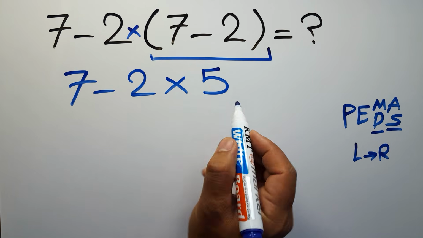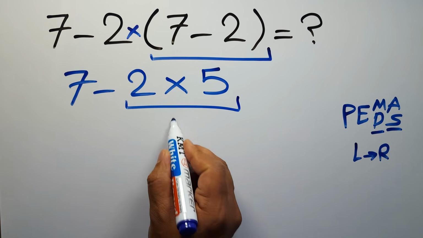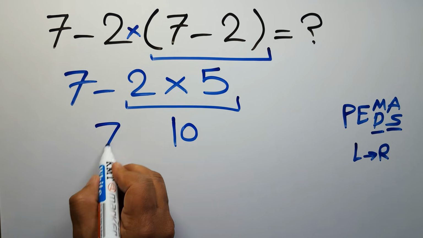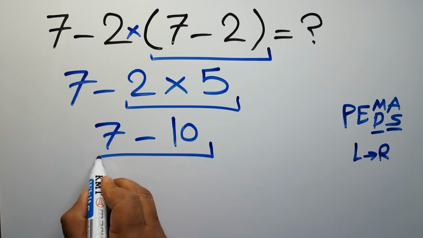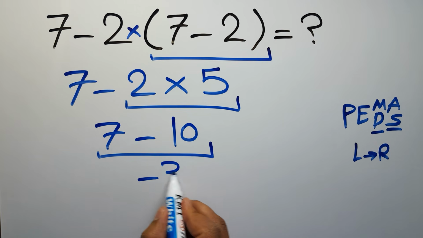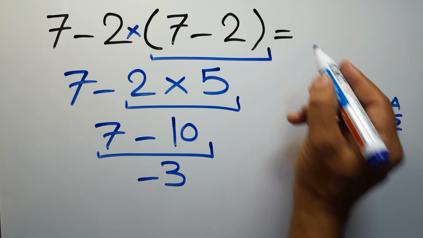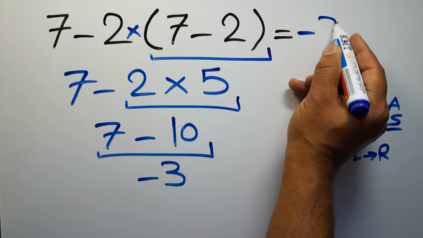2 times 5 equals 10. So we have 7 minus 10, which equals negative 3. And this is our final answer to this problem. The correct answer is negative 3.